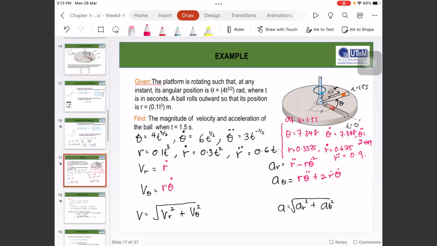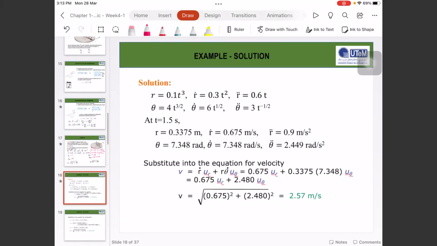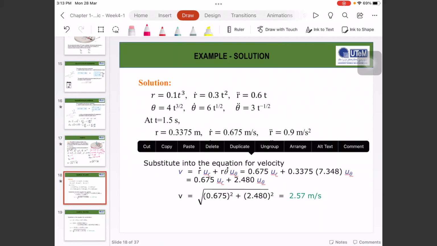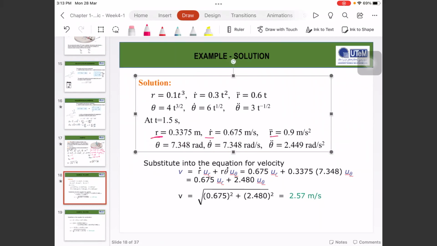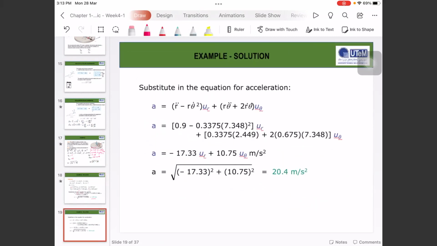Okay, rasa ada solution kot. Masukkan saja nilai. Okay, you have R dot, R double dot. Okay, theta pun sama. Masukkan saja dalam equation ni. Okay, masukkan saja. So you should get the answer lah. Itu untuk V.